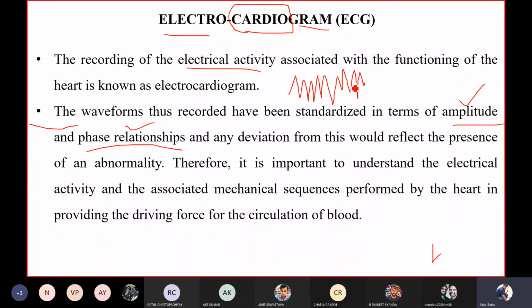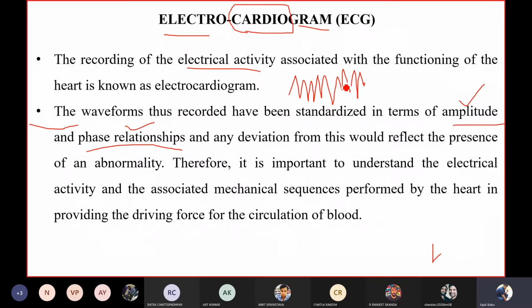But when we are talking about the ECG, the wave is standardized. Either it may be you or me or anyone else, the wave is standardized in terms of magnitude and in terms of phase relationship. If there is any slight deviation in the ECG wave, then we can say that there is some abnormality and he must be treated for that. I will explain the wave also.